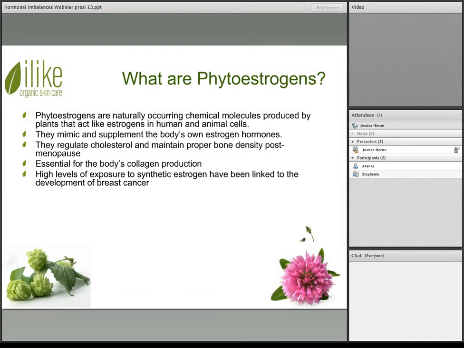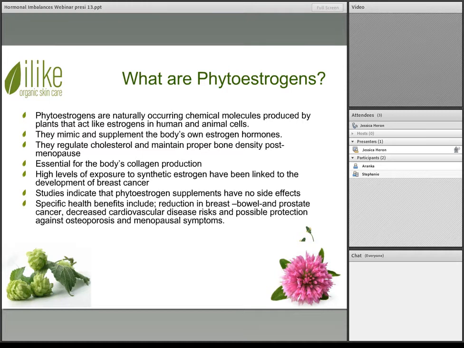High levels of exposure to synthetic estrogen have been linked to the development of breast cancer. So this is basically like a fake estrogen. It's not a natural form of estrogen. It's a lab-made estrogen. Studies indicate that phytoestrogen supplements have no side effects at all. So they're actually, in turn, more effective and safer.